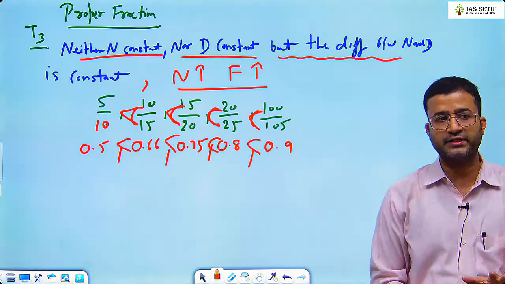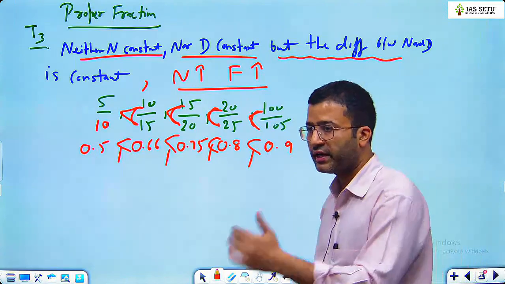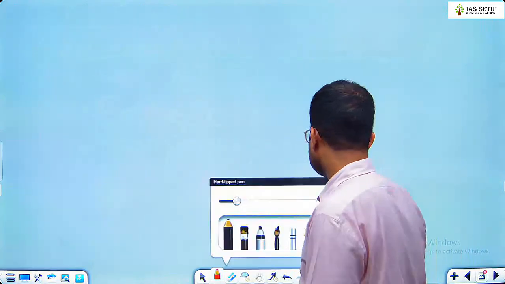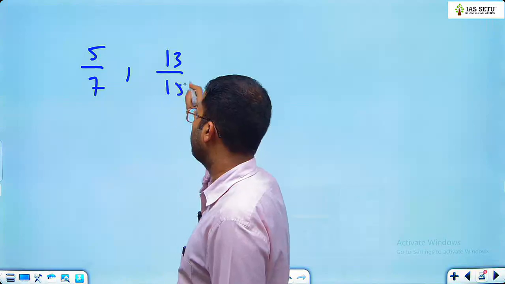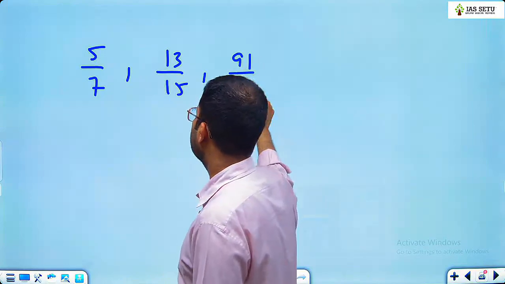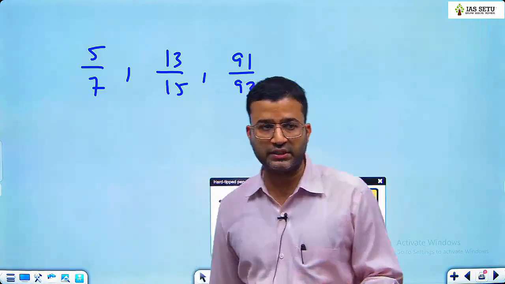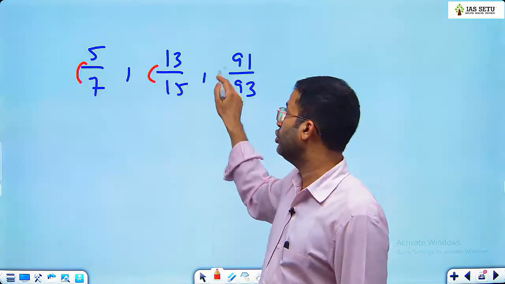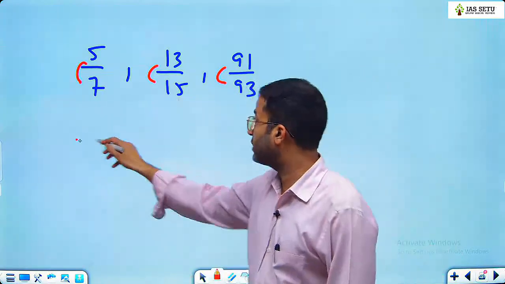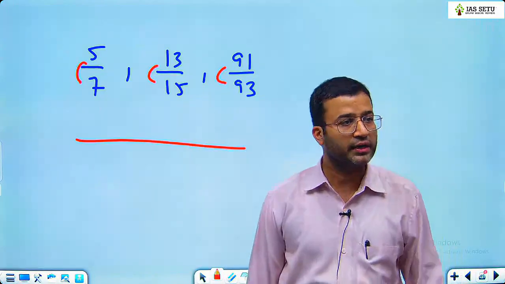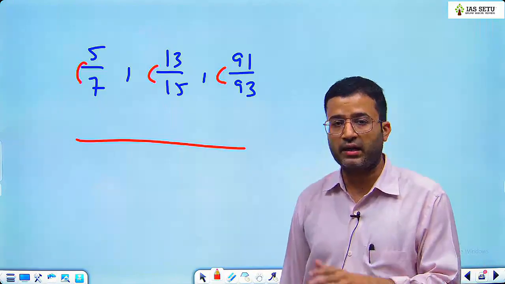Wait, let me take 3 examples so that you can understand this type 3. I'll take extra example. 5 by 7, 13 by 15, 91 by 93. Proper fraction? Yes. Difference 2, difference 2, difference 2. Why I'm not in favor of LCM method? इन नंबर का LCM लेने में जान निकल जाएगी. And in book you find LCM method. Okay. तो LCM से better method है.